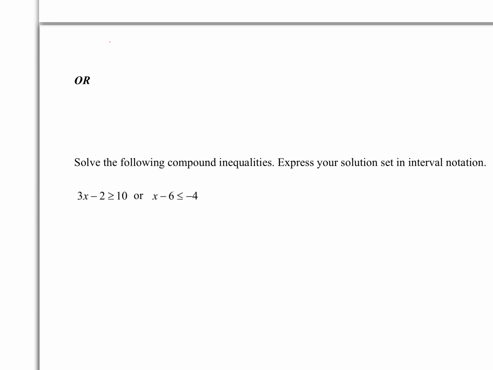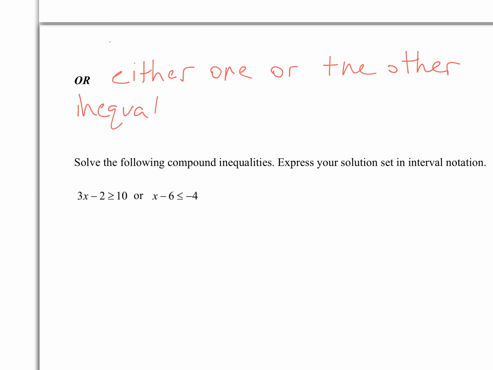The second type of compound inequality we talked about was the OR inequality. And an OR inequality means that either one or the other inequality must be true. So this time it's not both, it's only one or the other. Directions for the next one are very similar. Solve and express in interval notation. We're going to solve this just like the ands.